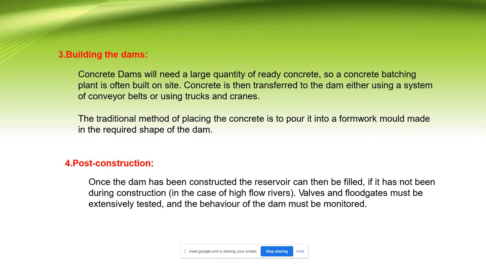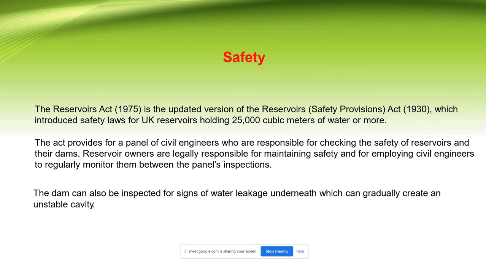And last one, safety. The Reservoirs Act 1975 is the updated version of the Reservoir Safety Provisions Act 1930, which introduced safety law for UK reservoirs holding 25,000 cubic meters of water or more. The Act provides a panel of civil engineers who are responsible for checking the safety of reservoirs and their dams. Reservoir owners are legally responsible for maintaining safety and for employing civil engineers to regularly monitor them. Between the panel's inspections, the dam can also be inspected for signs of water leaking under it, which can gradually create an unstable gravity. Thank you so much, ma'am.